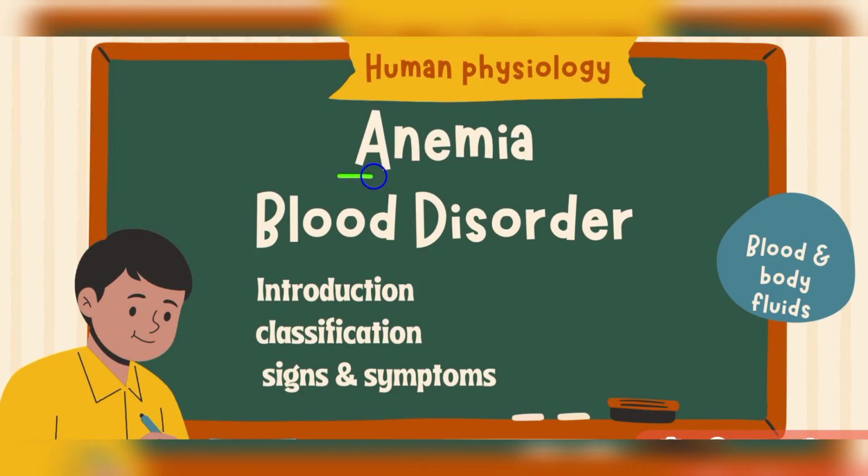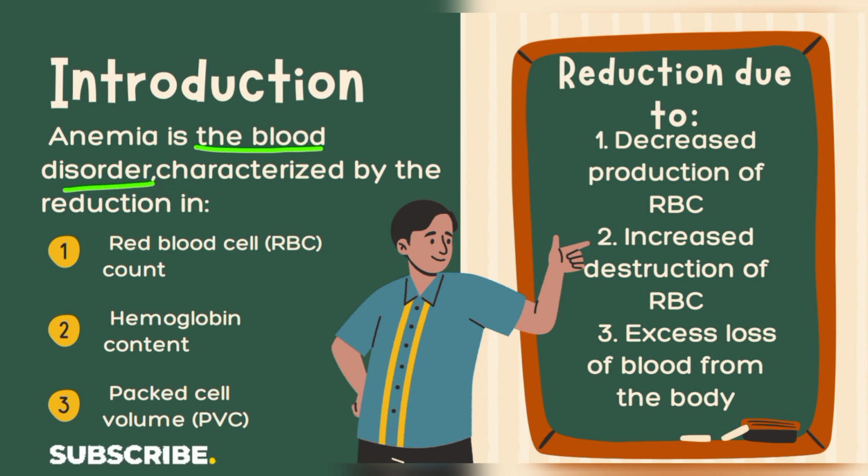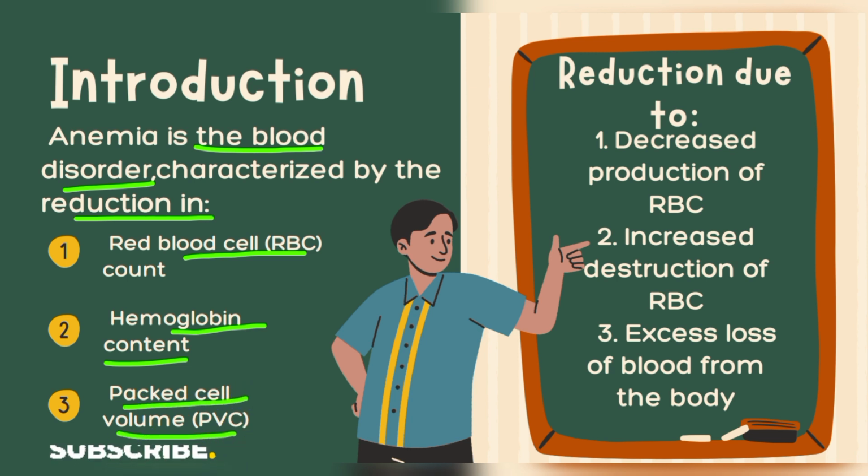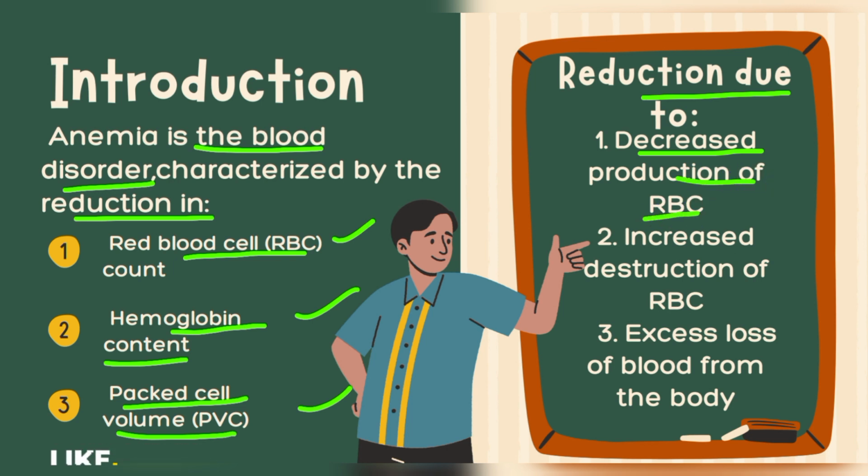हेलो फ्रेंड्स, आज के इस वीडियो में हम ब्लड डिसऑर्डर एनीमिया के बारे में पढ़ेंगे। Anemia is a blood disorder characterized by the reduction in RBC, red blood counts में रिडक्शन होगा, हीमोग्लोबिन कंटेंट में भी रिड्यूस्ड और the packed cell volume is also reduced. Reduction in RBC count or hemoglobin content or PCV may occur because of the decreased production of RBC or increased destruction of RBC or excess loss of blood from the body.